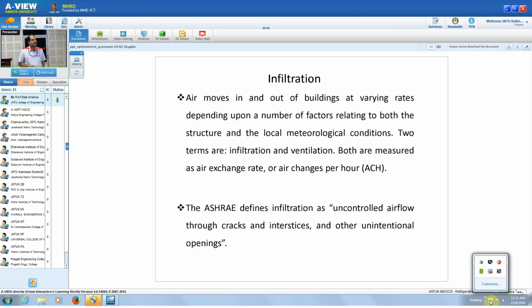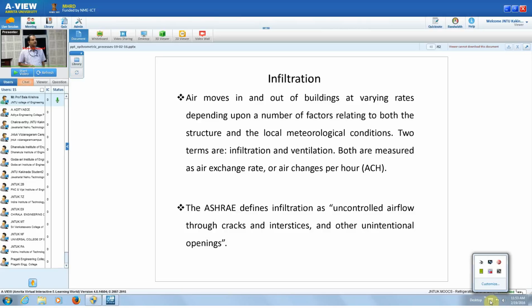Infiltration, air moves at varying rates, depending upon a number of factors relating to both the structure and meteorological conditions. Two terms are infiltration and ventilation. We are talking about ventilation also. Both are measured as air exchange rate or air changes per hour.